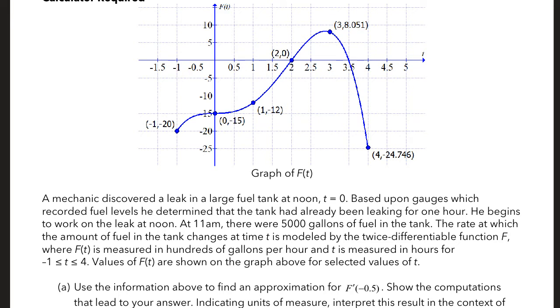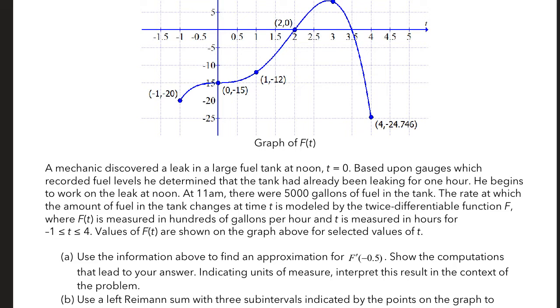This is the amount of fuel, F, in hundreds of gallons per hour. Oh, so F is actually F prime. F of T is gallons per hour, and T is hours, where you have -1, which is 11 o'clock, to 4, which is 4 p.m. So what is F prime of -0.5? And then what does that mean?